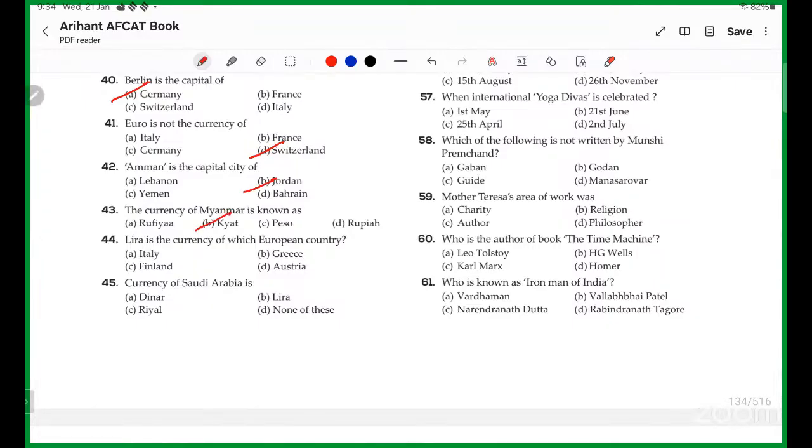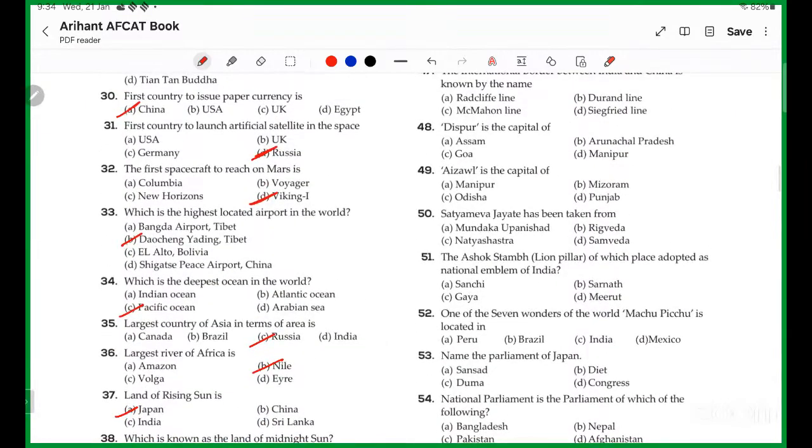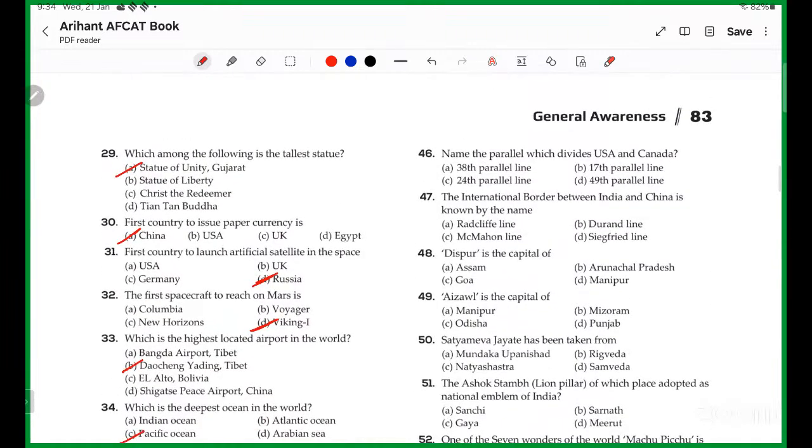Lira is the currency of which European country? It is the currency of Italy. The currency of Saudi Arabia is Riyal. The parallel between USA and Canada is 49. The international border between India and China is the McMahon Line.